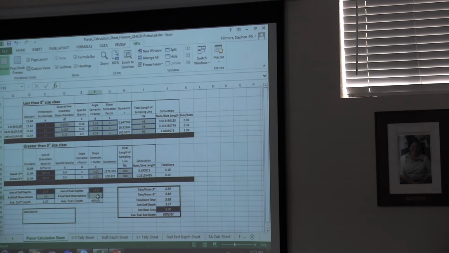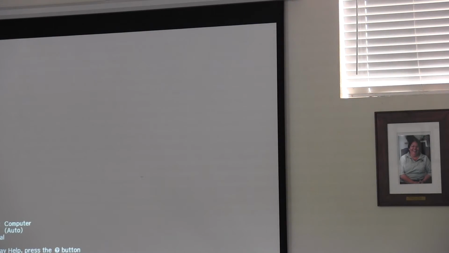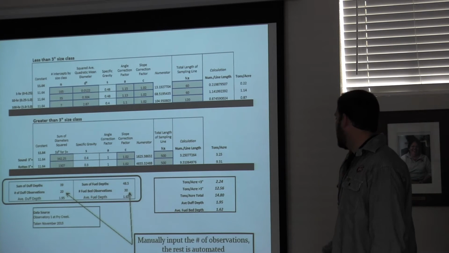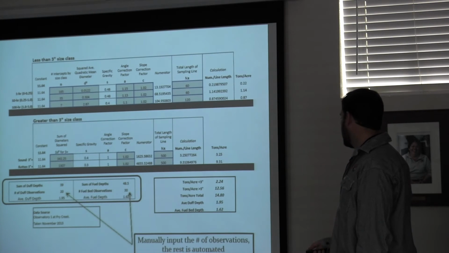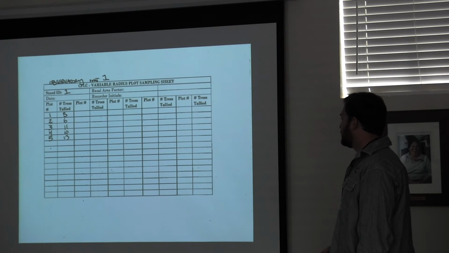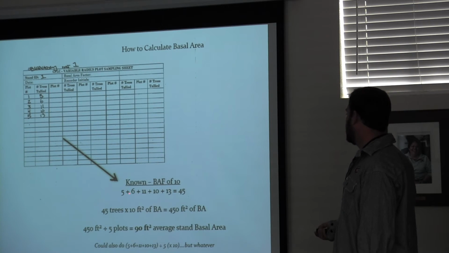And then how many observations were on this one? Should be 24, right? 24, because it's 3 times 8 plots. Gives you the average fuel bed depth. So there's only one thing left. Basal area. So those are those sheets. And that's where it auto-populates down here. You have to manually input the number of observations, but that's no big thing. And then the last one, this is the variable. We did variable radius plot sampling, and this one's pretty easy. There's actually a sheet for it. This is how you calculate it.